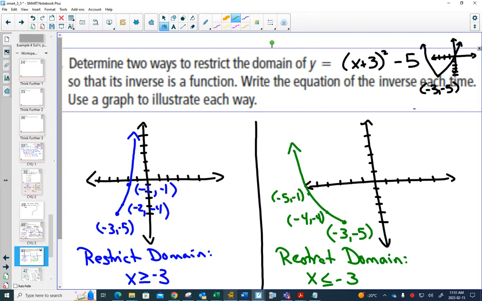And on my green one, I would have the left side of it. Now, if I've drawn both of those halves, the easiest way to draw the inverse is to use your graph. I'm going to draw the inverse on both of them in purple. So if I had -3, -5, and I switched my x and y coordinates, can you see that you would have -5, -3? If I had -2, -4, I would have -4, -2. And -1, -1 will actually stay the same. There's my inverse.